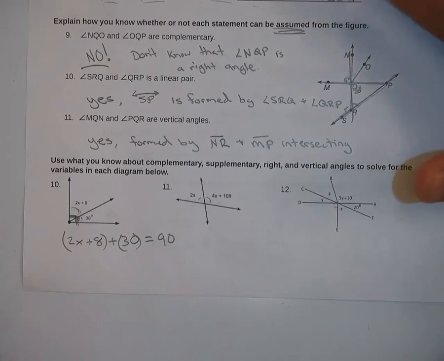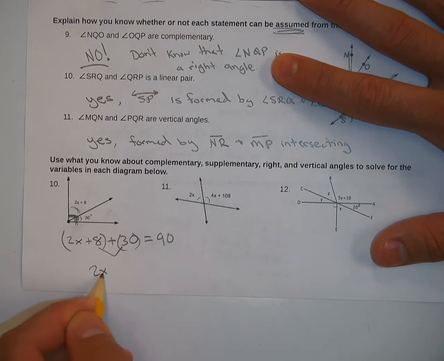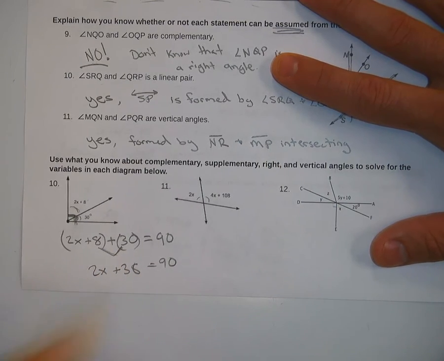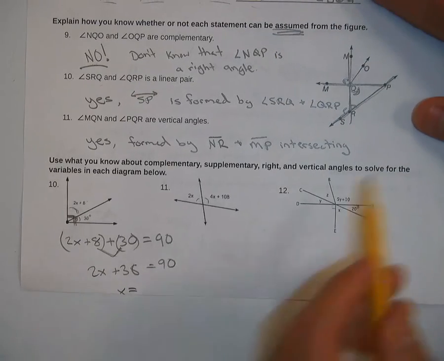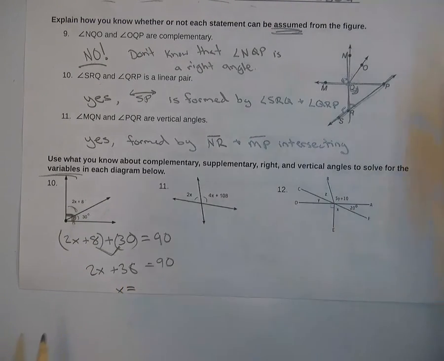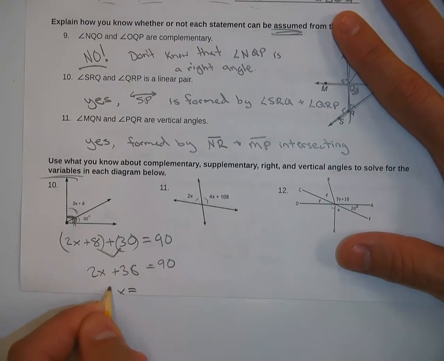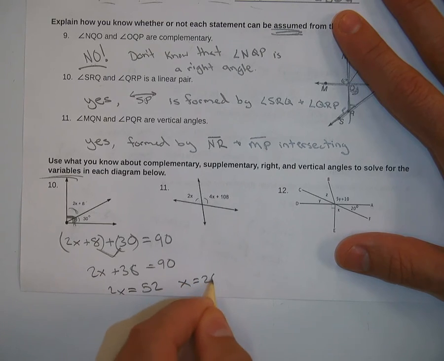So we can actually just solve this like a good old equation. I just put those parentheses, I totally didn't need them. 2x plus 38, combining like terms, equals 90. Subtract 38 and divide by 2, and that will solve for x. So 90 minus 38 would be what? 52. So 52, 2x equals 52. And then if I divide by 2, x would be 26.